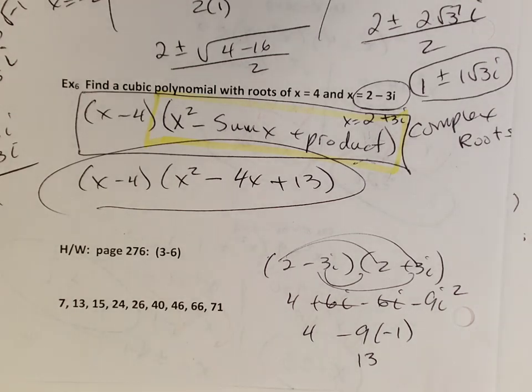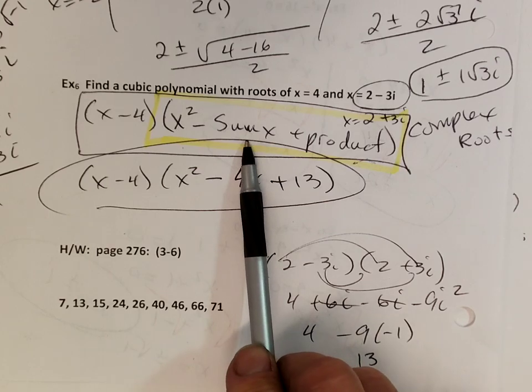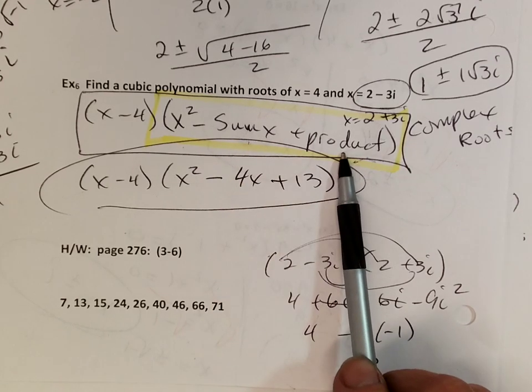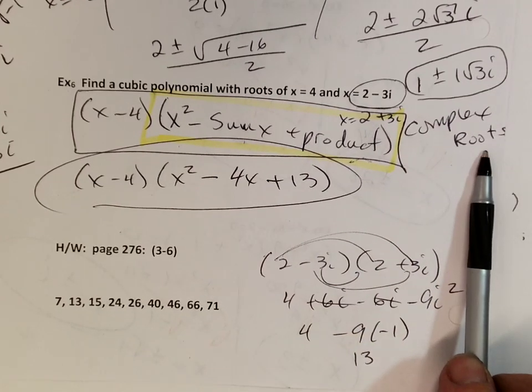Okay, so this little trick, x squared minus the sum of the roots plus the product of the roots, only works for complex roots, but it's a slick way to do it, isn't it? Okay.